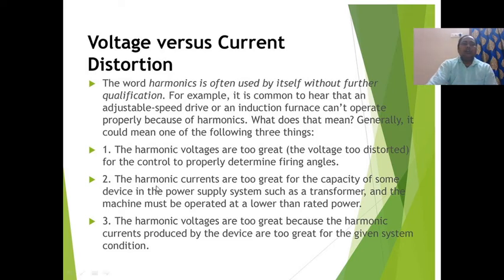Second, the harmonic currents are too great for the capacity of some devices in the power supply system, such as transformers, and the machine must be operated at lower than rated power. Third, the harmonic voltages are too great because the harmonic currents produced by the device are too great for the given system condition.